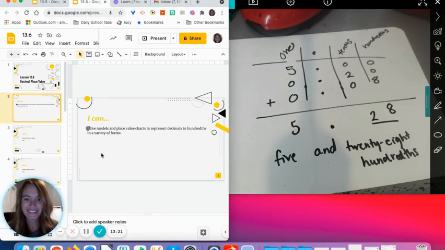hundredths to the hundredths in a variety of forms. So check out your Google Classroom and I will see you next time.